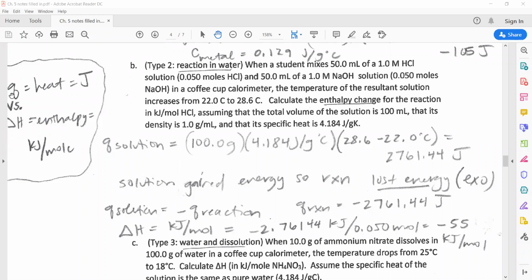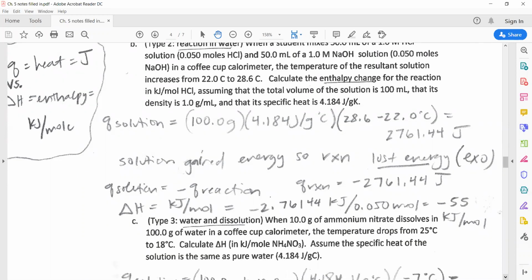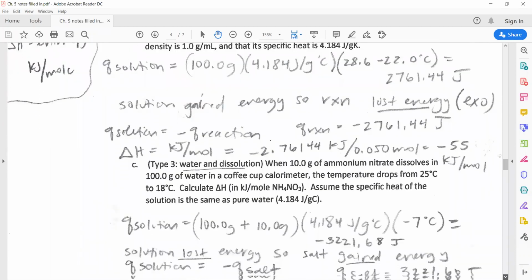What I wanted to say before we looked at the third was, over here on the side, I tried to indicate the difference between plain old Q and delta H. Q is just heat, and it's going to be in joules or kilojoules. Delta H is always referring to some kind of reaction or process. It's known as enthalpy, and it is going to be in kilojoules per mole. So you're always going to have to take your joules, make sure you get to kilojoules, and then divide it by whatever moles of a substance you're working with. We'll see that again in the type 3 here.